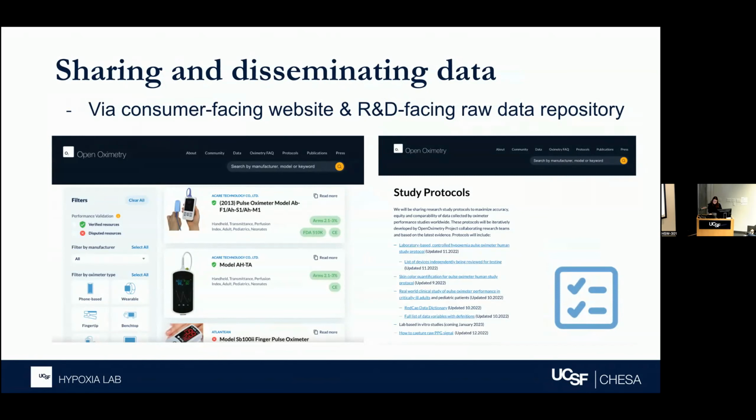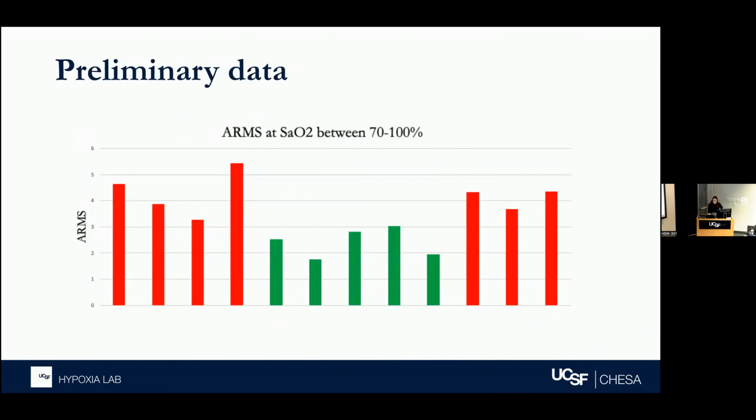So here's some preliminary data on fingertip oximeter performance, and just kind of an example of the range of performance that these devices can have. You can see here there are a few in green that do show acceptable performance of an ARMS of less than or equal to 3, but others, such as the ones in red, can be off by a lot, even over 5%. And we're actively testing more devices, about 12 more fingertip ones and 6 handhelds, all soon to be shared on OpenAux as well.